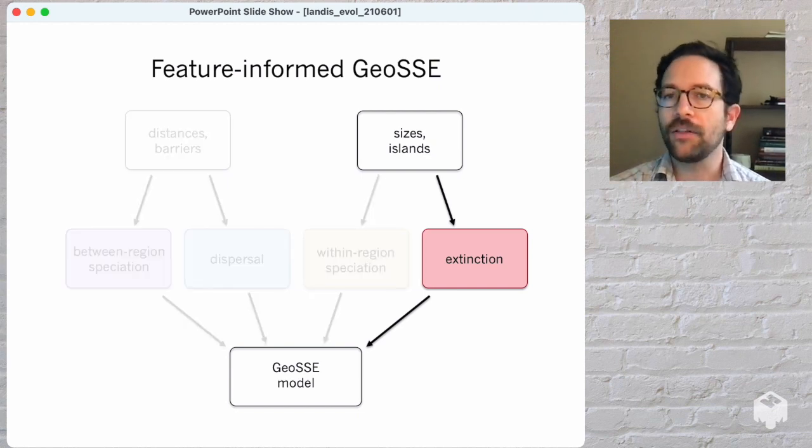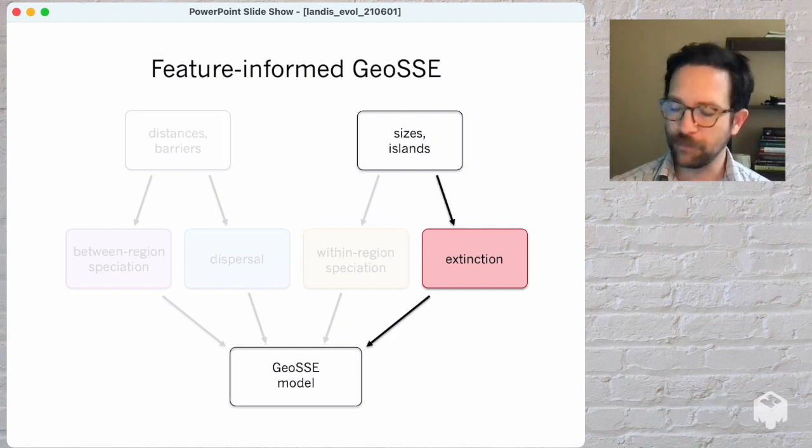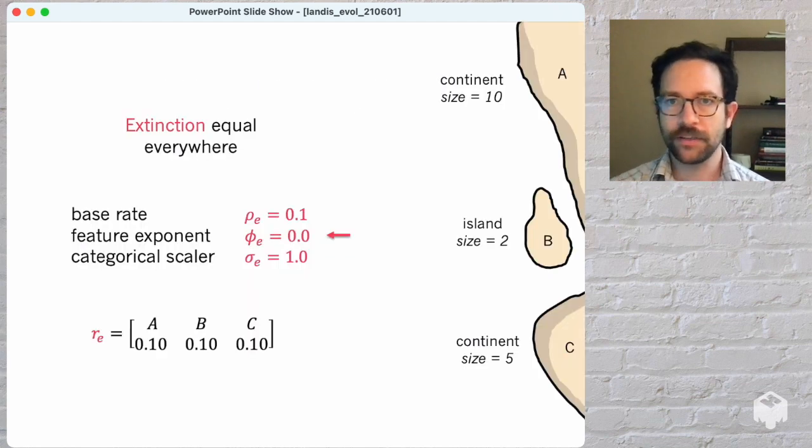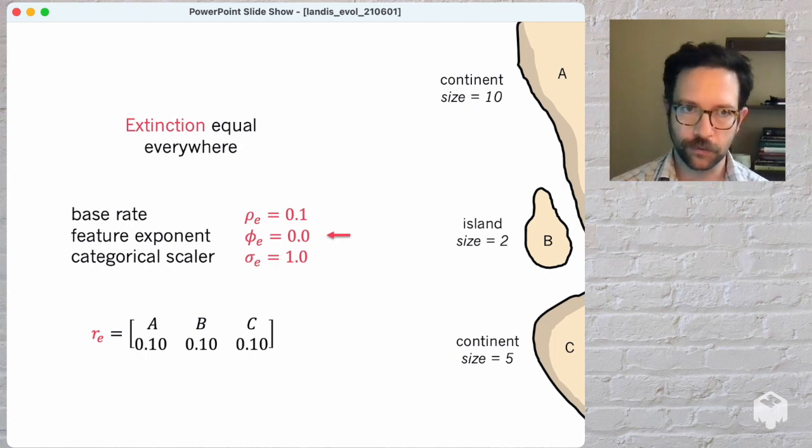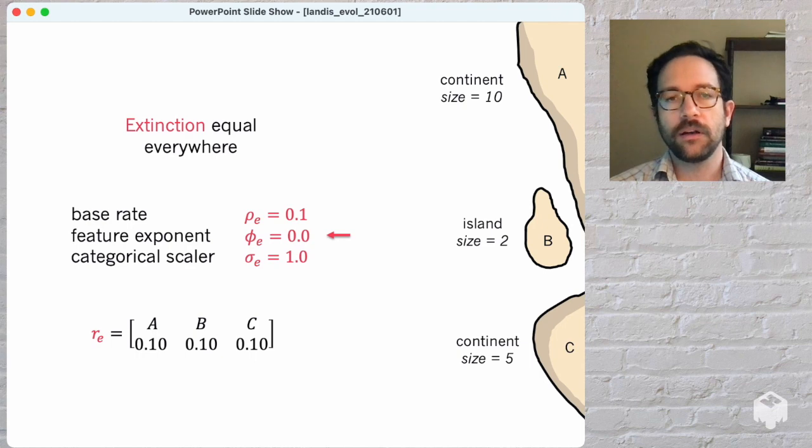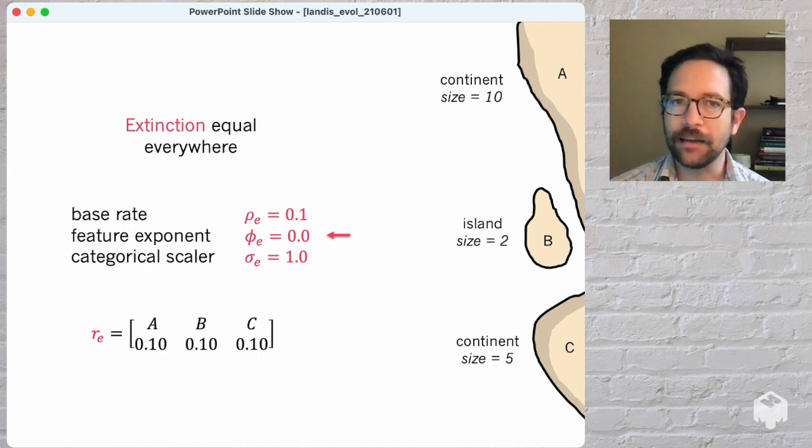And I can't get into all the details for how this works, but I can give you a flavor for how it works just through a brief example focusing on extinction. And if you understand how extinction works superficially, you'll have some sense of how the other processes work as well. So here I have three regions, A, B, and C, with sizes 10, 2, and 5 respectively. And notice that only region B is an island. The other two are continental regions.